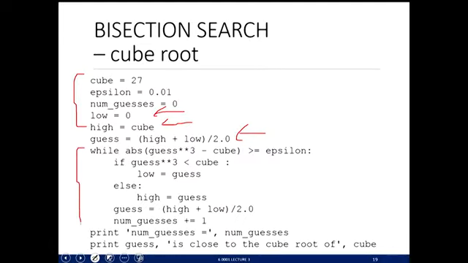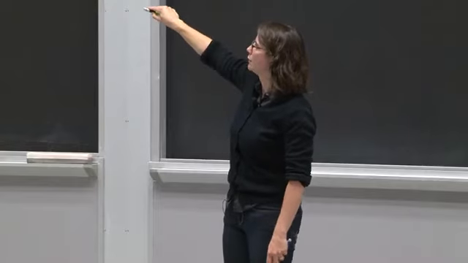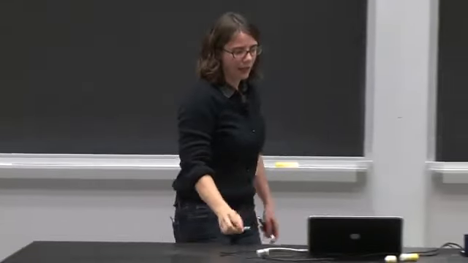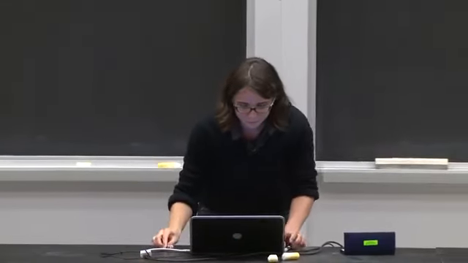Then I have this while loop here. The while loop is similar to the approximation method: as long as I don't have a guess that's good enough, depicted by this greater or equal to epsilon, I'm going to keep guessing. That's what this while loop is saying. So if the guess to the power of 3 minus cube is not good enough, keep guessing.